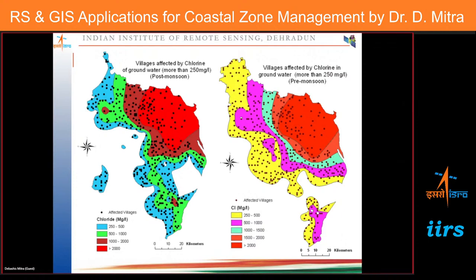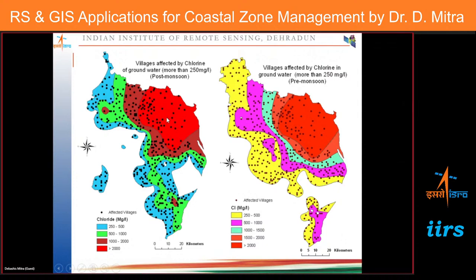How much is the total number of villages affected in the pre-monsoon, and what is the total number of villages affected in the post-monsoon? You can see all the black points. They are the affected villages. This is the pre-monsoon. Affected village means here the chloride content is more than 250 mg per liter. Here the post-monsoon, and it has been seen that the number of villages with more than 250 mg per liter has reduced. But in the pre-monsoon time, more villages are affected compared to the post-monsoon time.